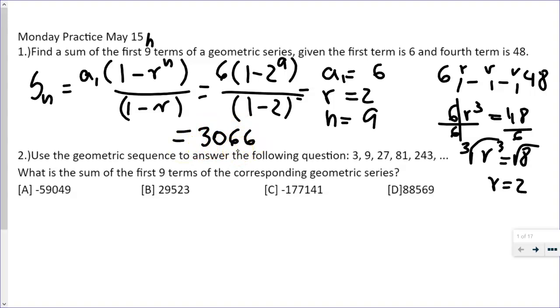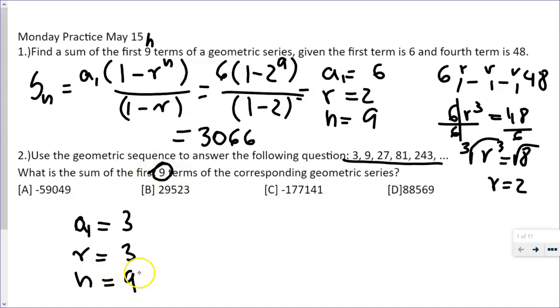All right, number 2. Use the geometric sequence to answer the following question, and then you are given data here. All right, I can tell that from 3 to 9, 9 to 27, 27 to 81, my r is going to be 3. So my first term, a1, is 3. I am multiplying each number by 3, and I am looking for the sum of 9 terms. So my n will be 9.